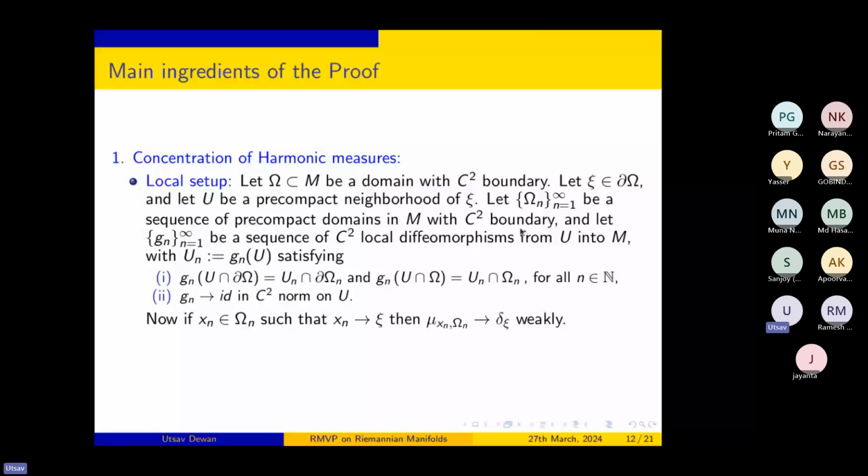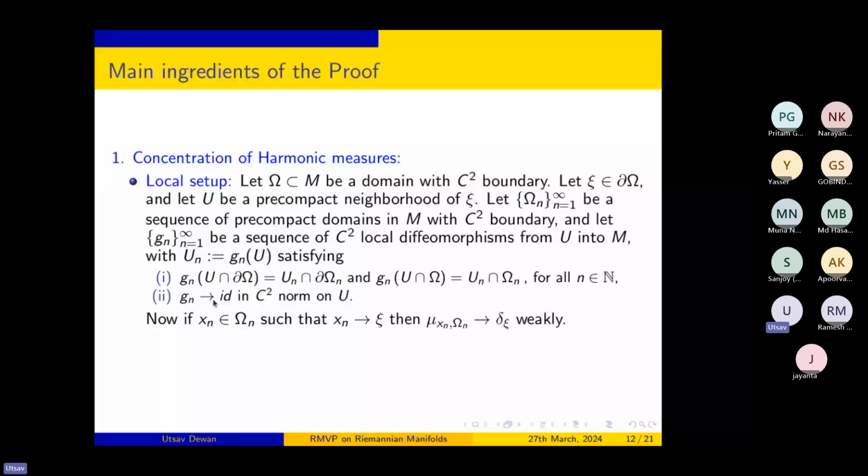Now, inside this neighborhood, we are going to have a condition that basically you have a local C2 deformation of the domain near ψ. So Gn is a sequence of C2 local diffeomorphisms from U into M, with Un defined by Gn(U), satisfying Gn(U ∩ ∂Ω) = Un ∩ ∂Ωn, with the boundary getting mapped to boundary, the insides getting mapped to insides, and Gn converges to identity in C2 norm on U. So it's a local C2 deformation: near ψ, in this pre-compact neighborhood U, Gn is converging to identity in C2 norm.